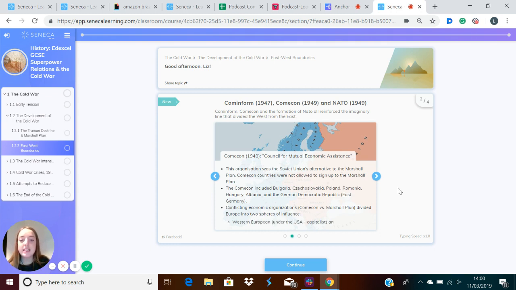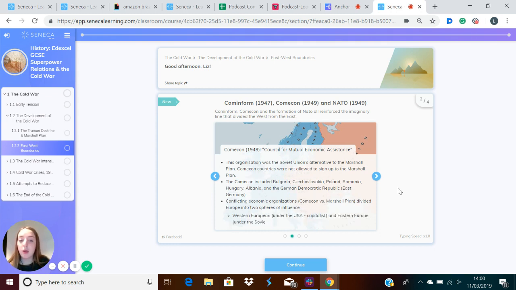Conflicting economic organizations, for example, Comecon versus the Marshall Plan, divided Europe into two spheres of influence. There was Western Europe, which was under the control of the USA, so capitalist, and Eastern Europe, which was under the control of the Soviet Union, so communist.